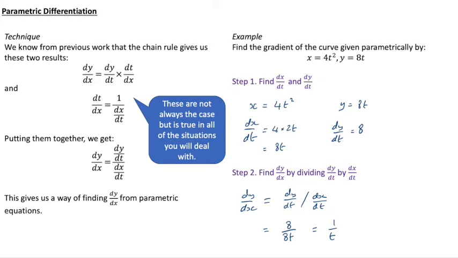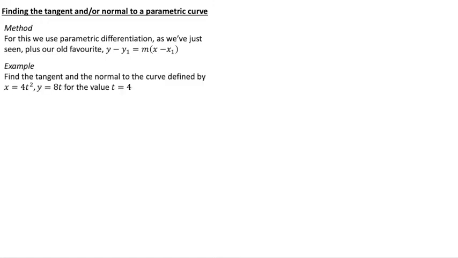Now going on to using this in a practical sort of situation, if we wanted to find the tangent or normal, then to do this we're going to use parametric differentiation that we've just seen, but we're also going to use the old favourite, y minus y1 is m times x minus x1. So, using this function again, as an example, we're going to find the tangent and the normal to the curve defined by that parameterization of x equals 4t squared and y equals 8t, and we're going to find the tangent and normal for the curve where t is equal to 4.